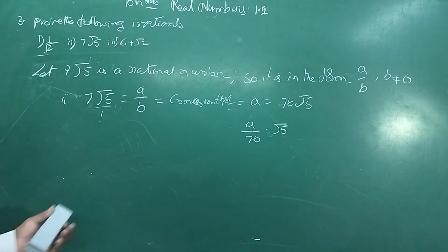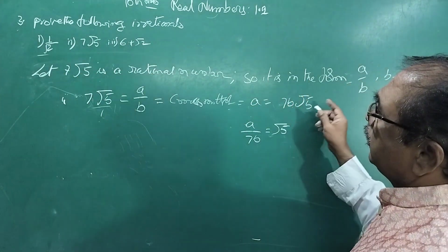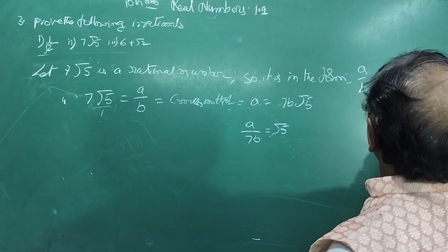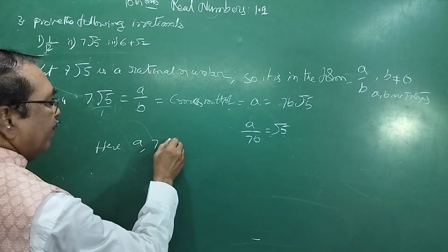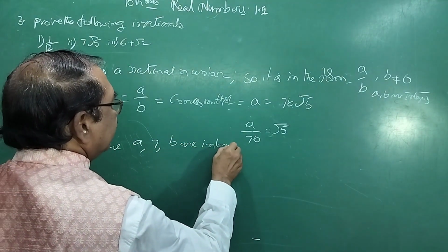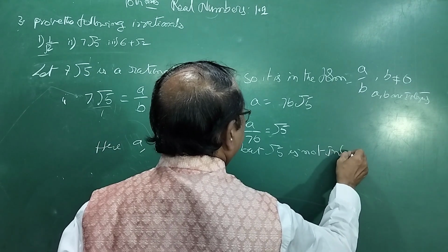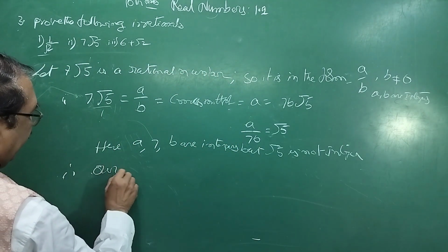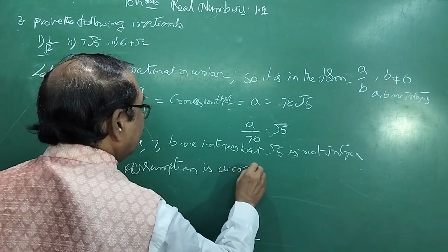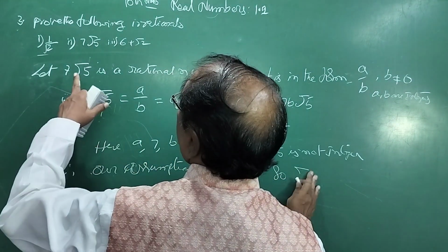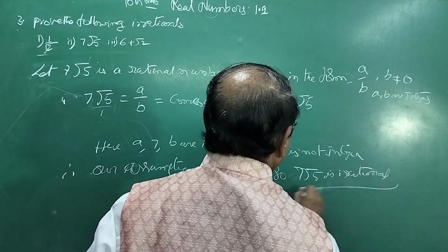But when we write a rational number in the form of p by q, here also you have to write that a and b are integers. Here a, 7, b are integers. But root 5 is not an integer. Therefore, our assumption is wrong. So, root 5 is irrational. What has been given is correct.